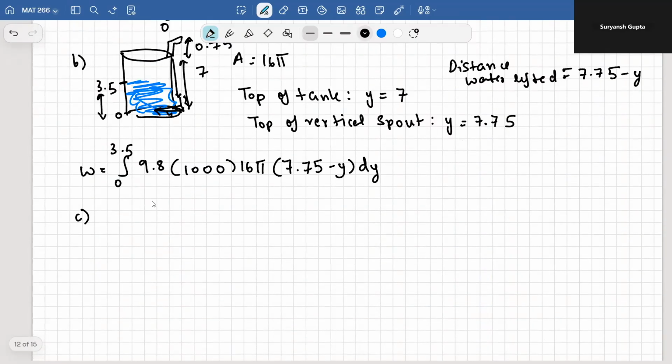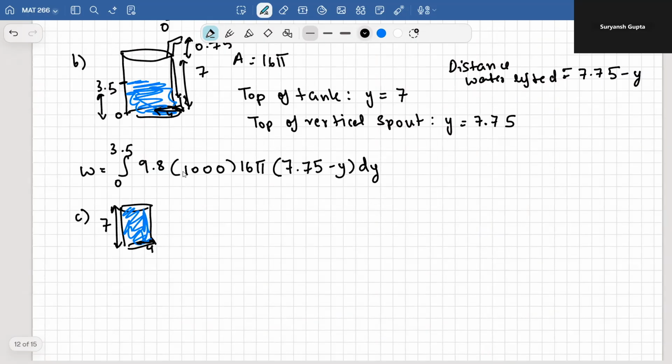So in this part, I have a cylinder. Again, same as the other, but like part A, there's no vertical spout anymore. The height is 7 and my radius is 4. And the 7 is just sitting on the y coordinate.